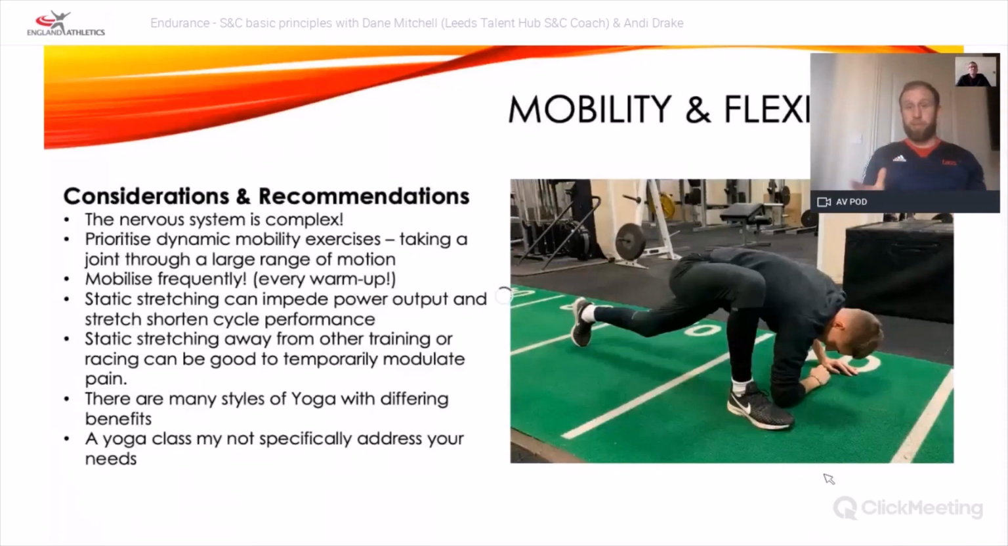So first of all, the nervous system is complex. Okay, so my suggestion is to prioritize dynamic mobility exercises, and by mobility, I mean taking joints through a full range of motion and doing that regularly. Mobility is probably the physical quality that you can train the most regularly. So I would recommend putting this before every gym session, even before an easy run, doing some light mobility work, before track sessions, before plyometric sessions. Take your joints during your warm-up through the full range of motion that's available to you.